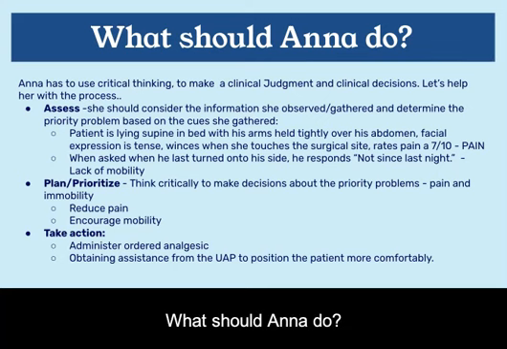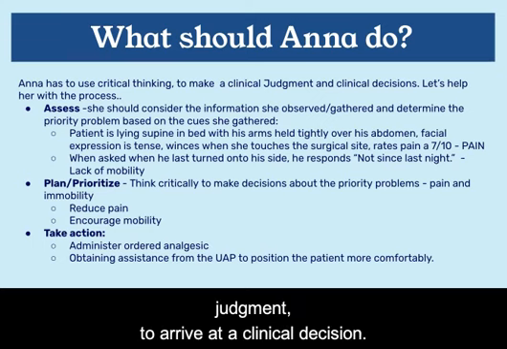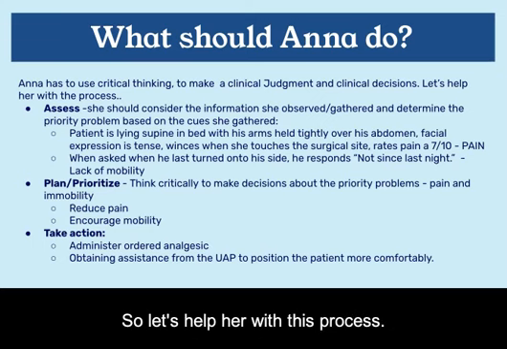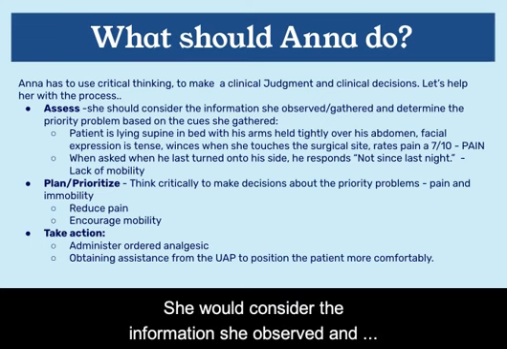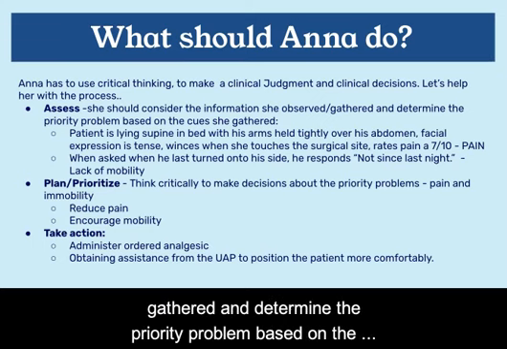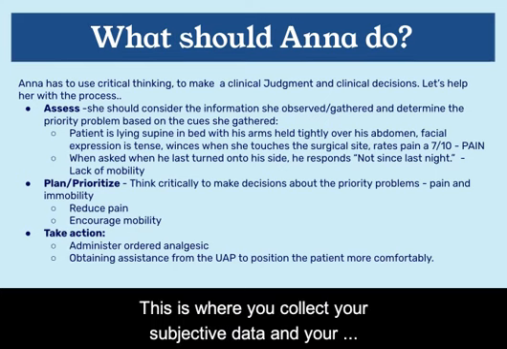What should Anna do? Anna has to use critical thinking to make a clinical judgment to arrive at a clinical decision. So let's help her with this process. So what does she assess? What are the cues that she recognizes? She would consider the information she observed and gathered and determine the priority problem based on the cues she gathered, right? This is where you collect your subjective data and your objective data.